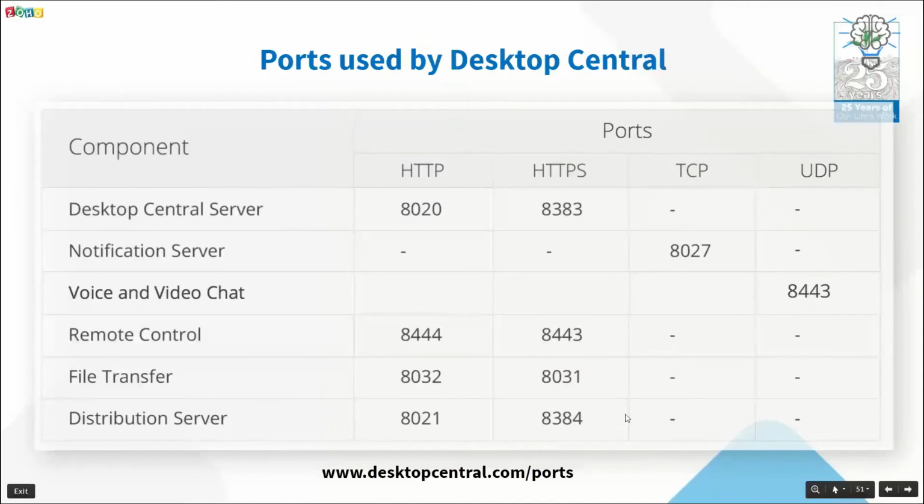Here are the port details used by Desktop Central. The central server uses the HTTP port 8020 and HTTPS port 8383. The notification server, which is used for on demand tasks, uses the TCP port 8027. In the upcoming modules about remote control, we'll cover in detail about voice and video chat, remote control, and file transfer. To know in detail about the ports used by Desktop Central, please visit the below mentioned URL.